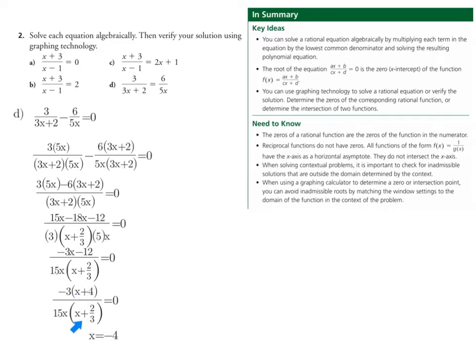And just to double check, -4 doesn't make the bottom 0, which is good news. We don't want 0 over 0. We just want 0 over something else. And so the answer is -4.